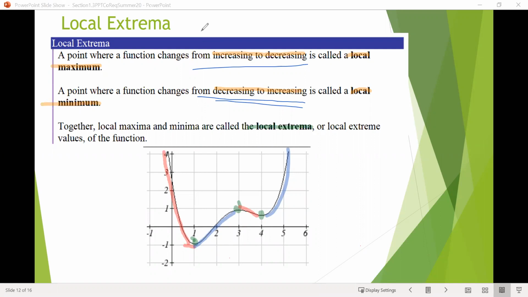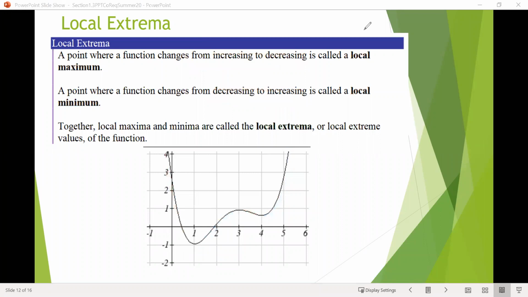Okay. One last thing about local extrema: at those points, the graph is neither increasing nor decreasing because that's where it changes from increasing to decreasing or decreasing to increasing. We cannot say that it is either increasing or decreasing there, so it's neither at those points.